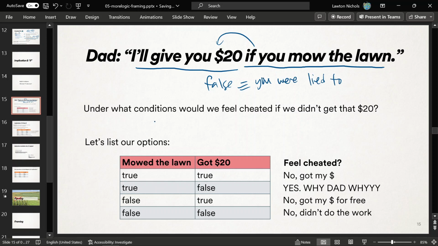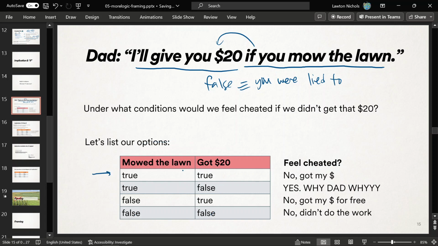All right. Under what conditions would we feel cheated if we didn't get $20? And Dad said this to us. When did he lie? All right. So here are all the different combinations of mowing the lawn and then getting $20. Here they all are. And now we need to decide, do we feel cheated under any of these circumstances? Here is every possible option. And we'll come back to the second.